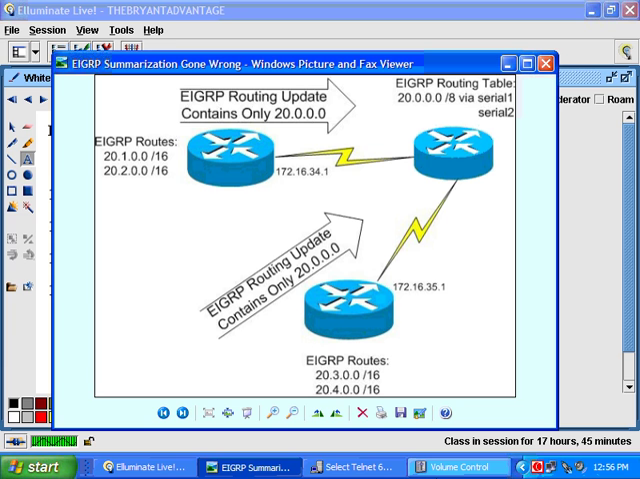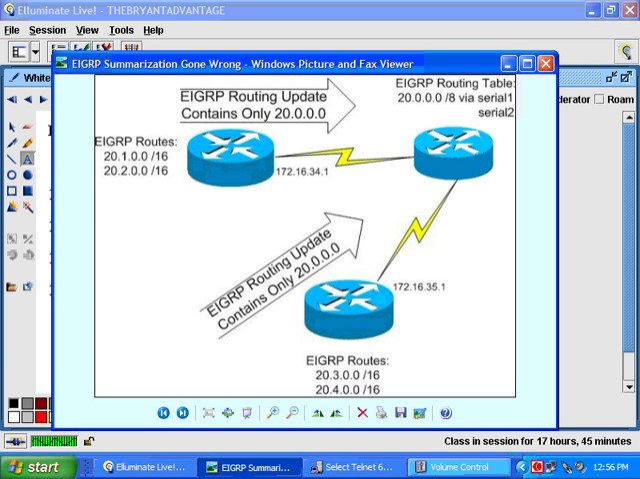Because if we have unequal metrics here, one of the routers is going to get all the traffic for 20000. If the metrics of these two paths are exactly the same, we're going to have equal cost load balancing. This is why EIGRP and RIP version 2 auto summarization is bad.